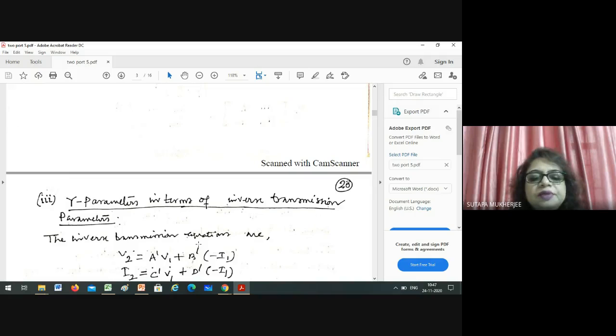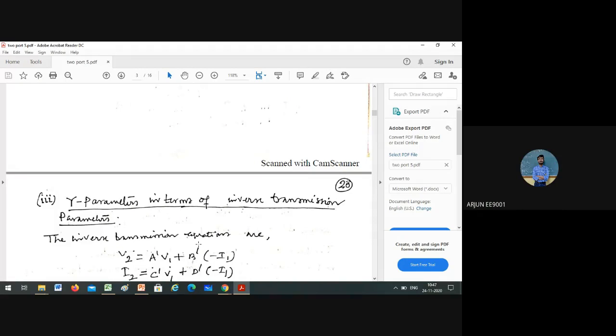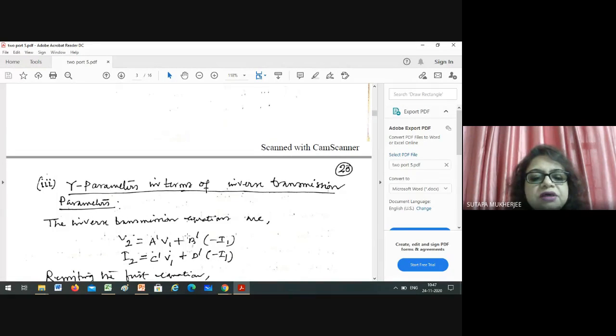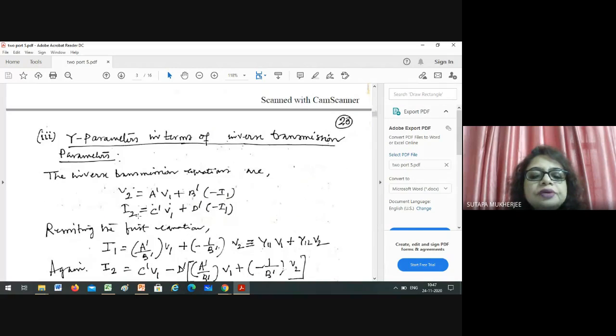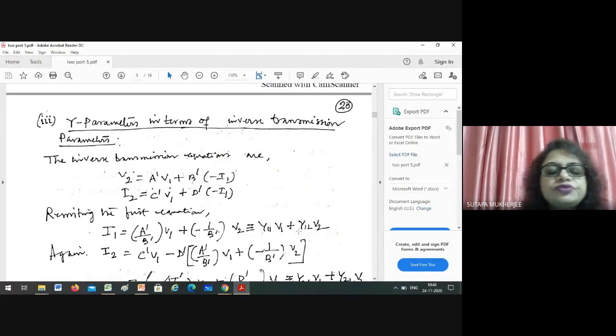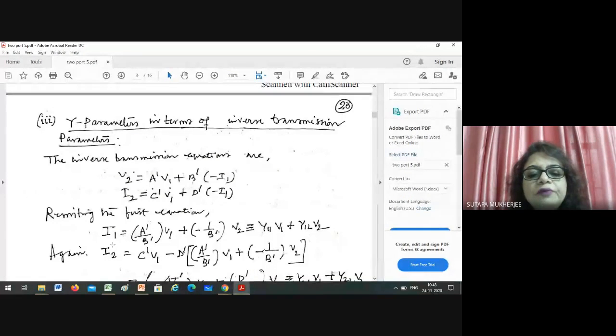V2, I2 will be equal to what? A function of V1, minus I1. On the basis of that, V2 equals A dash V1 plus B dash minus I1, and I2 equals C dash V1 plus D dash minus I1. If you rewrite the equation in the same way, I1 from equation 1 will be equal to A dash by B dash V1 plus minus 1 by B dash V2. Definitely it will be equivalent to Y11 V1 plus Y12 V2.